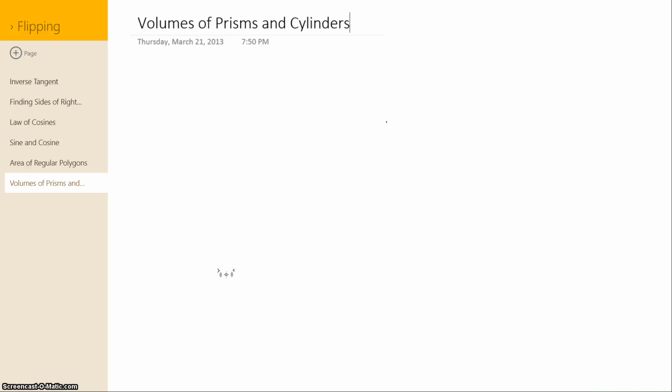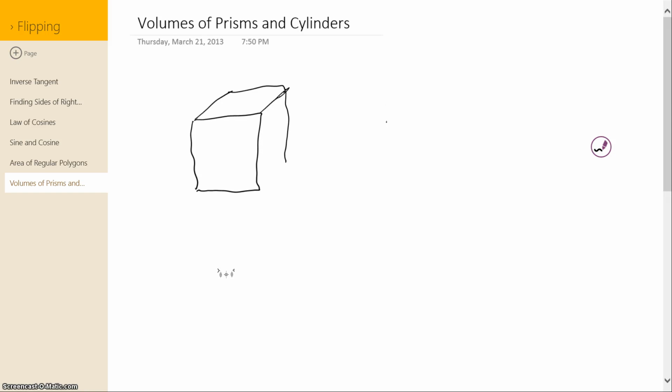Now, we're going to be looking at the volumes of prisms and cylinders, and a very simple prism is something that we've seen before, just a simple cube. And really what makes a prism is you've got a few different parts to it.